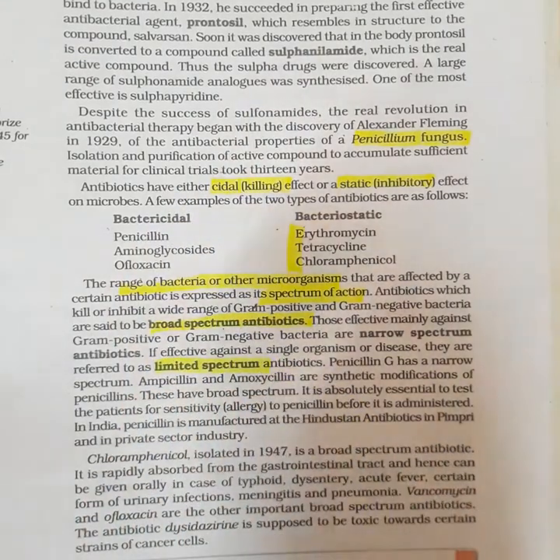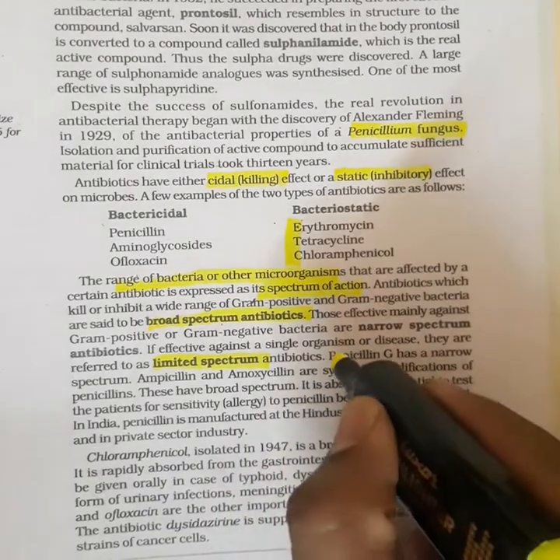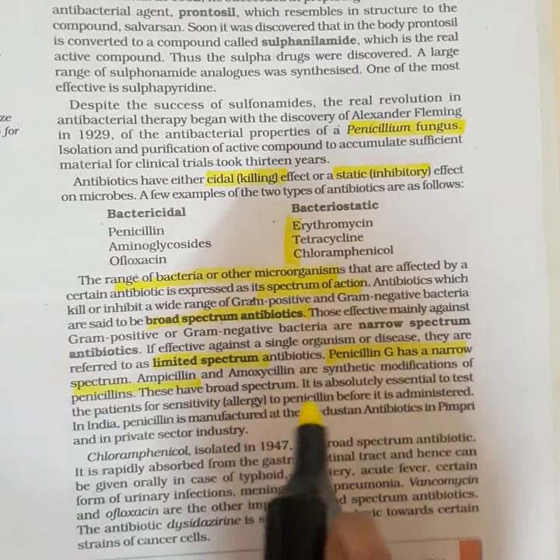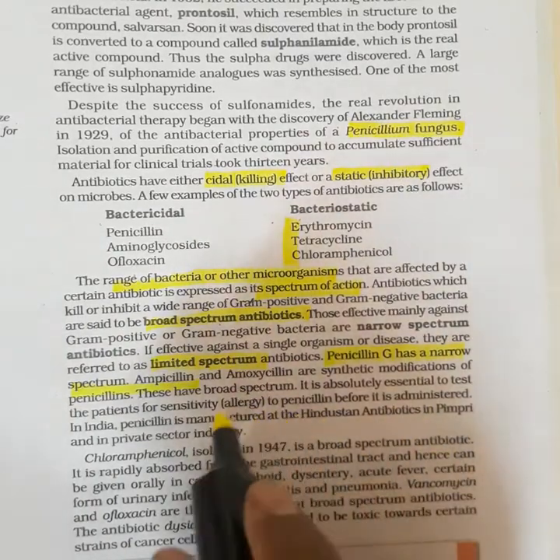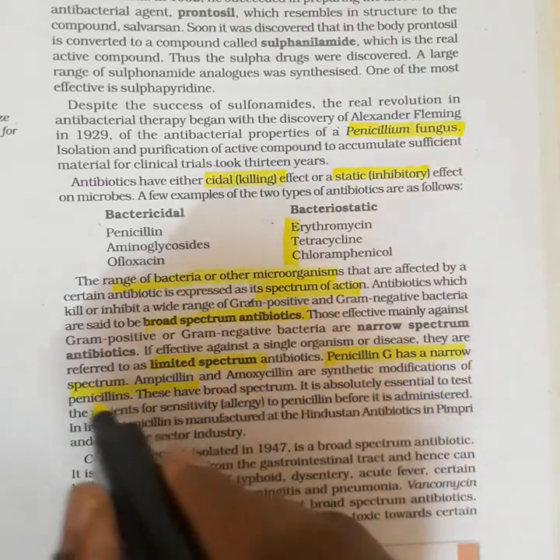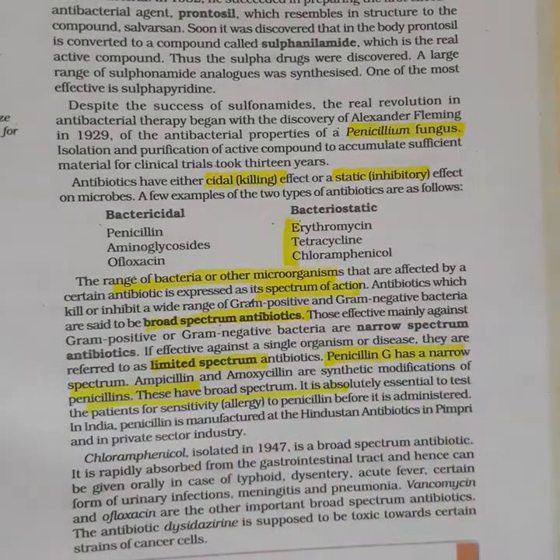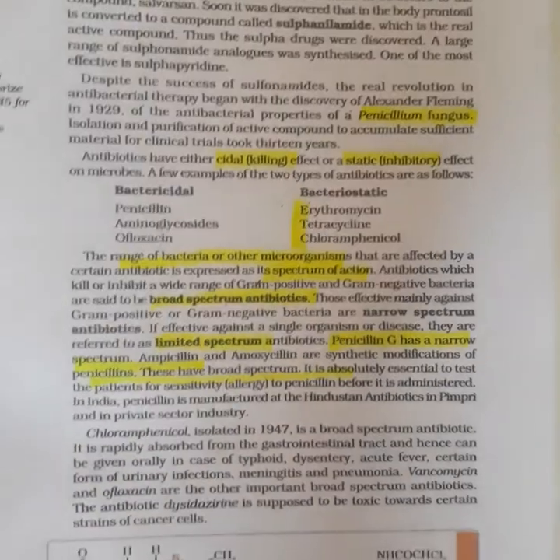Drugs like penicillin G are narrow spectrum antibiotics. But structure modification has taken place in penicillin, and ampicillin and amoxicillin were synthesized, which act as broad spectrum antibiotics. It is essential to test for penicillin allergy in human beings before taking it, because some individuals are allergic to penicillin derivatives.